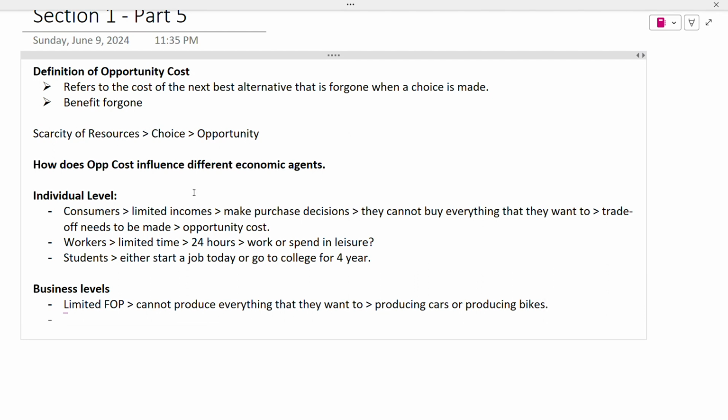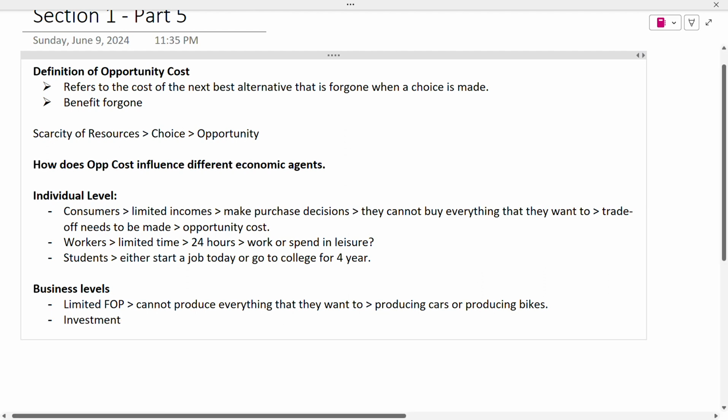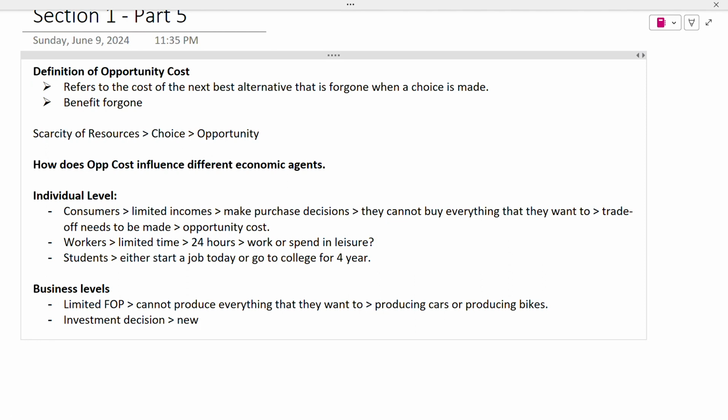In addition to that, another type of opportunity cost at the business level arises in investment decisions, because businesses have a vast area of functions they need to perform, and that is why they need to make their investment decisions wisely. For example, they might have to decide whether to introduce a new technology or expand their existing workforce, right? This decision involves a choice, and a choice eventually leads to an opportunity cost.